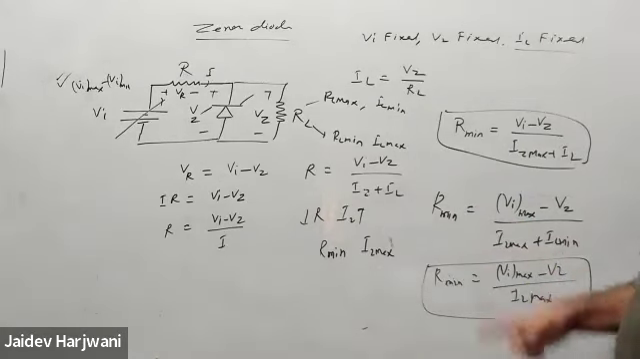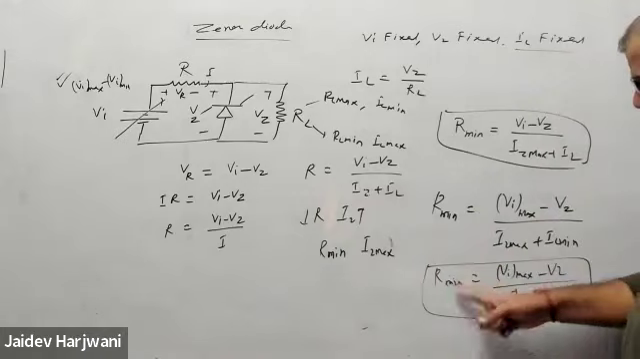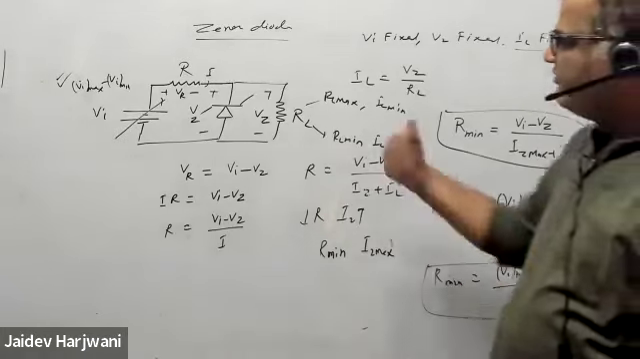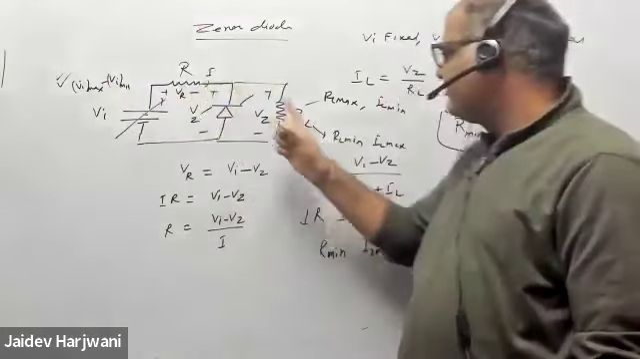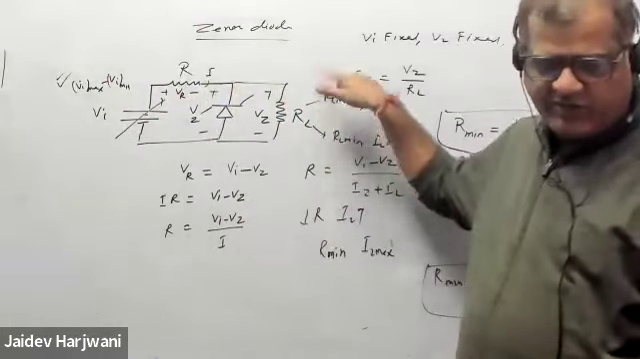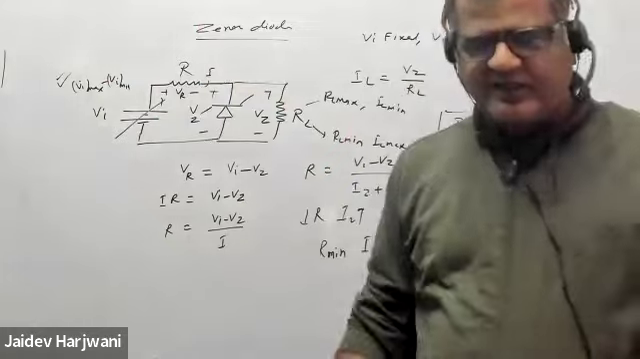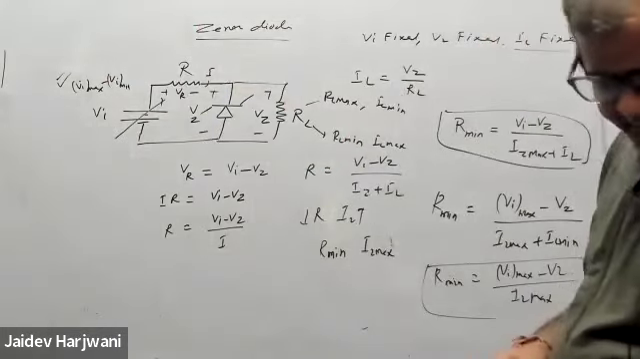This is the upper limit of R minimum. If you use this R minimum, it will work for everything. Automatically it will work for VI minimum also. It will take care of changes in the circuit.